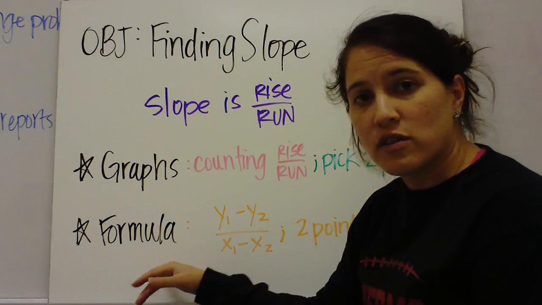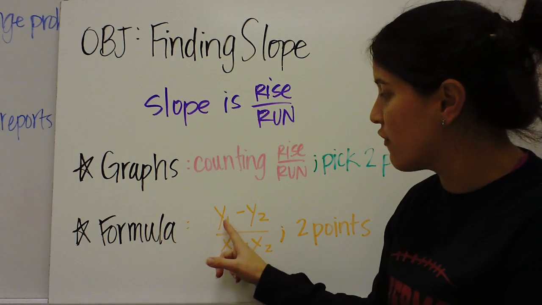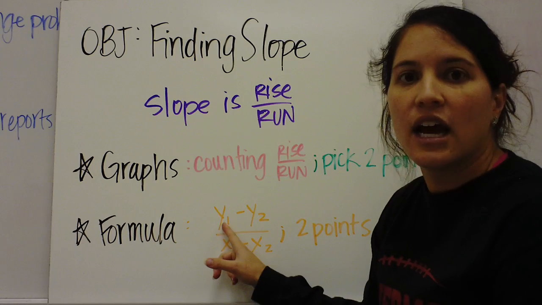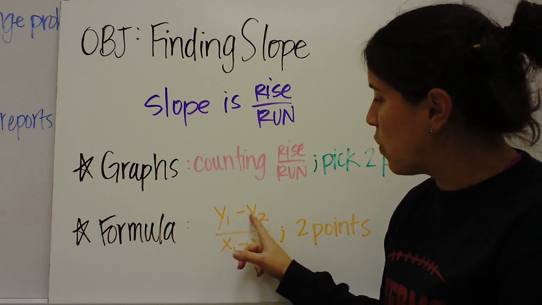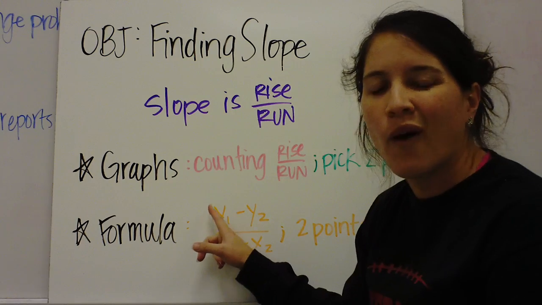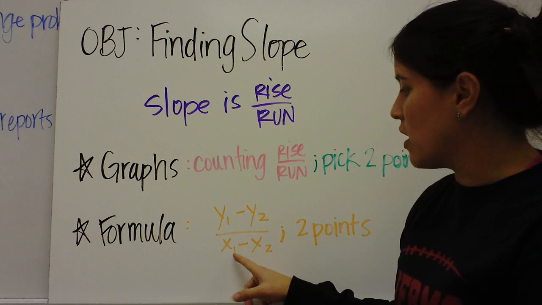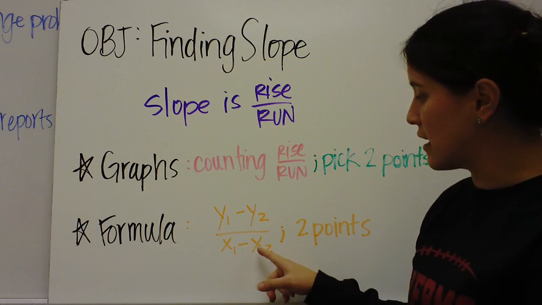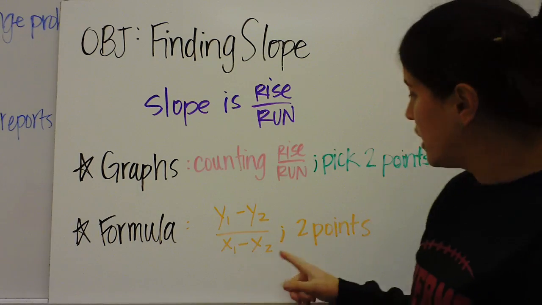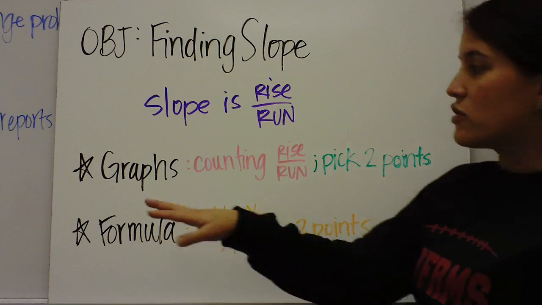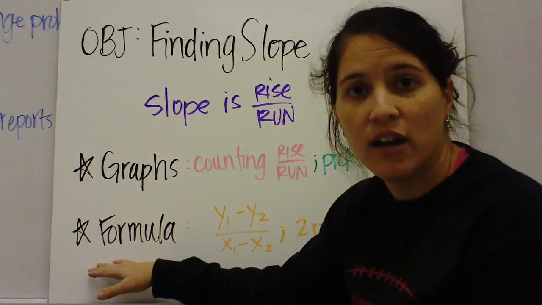The formula for slope is this, in orange. I hope you can see that. Y1, and this is not to the first power. This is a subscript, not an exponent. So it's y sub 1 minus y sub 2. It's kind of like saying y number 1 minus y number 2 over x number 1 minus x number 2. X sub 1 minus x sub 2. And you'll hear me call them y1, y2, x1, x2. And again, you have to have 2 points. So today's lesson, I'm going to show you both how to do the counting and how to do the formula for slope.